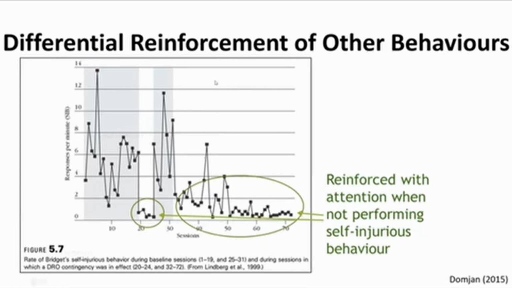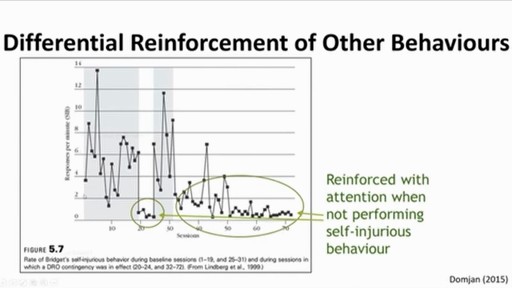And we can actually see a graph here from a study that was looking at an individual who engaged in self-injurious behavior. Basically, she would injure herself in order to get attention. On this graph, we're looking at responses per minute, basically how many times they're injuring themselves during the session, and then across all of the sessions. So this is our time variable here.